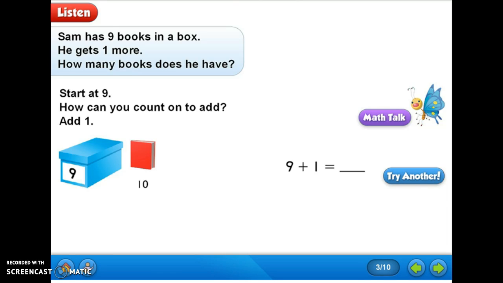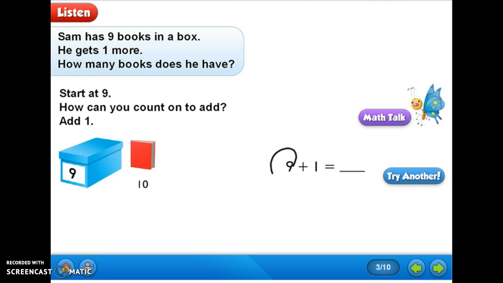It says, Sam has 9 books in a box. He gets 1 more. How many books does he have? Okay, I'm going to look at my problem. So look over here at 9 plus 1. Which number is my greater number? That's right, 9 is my greater number.